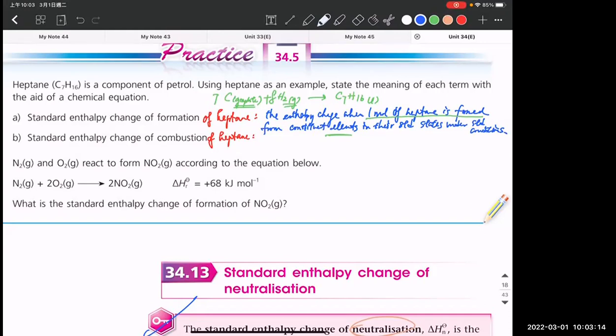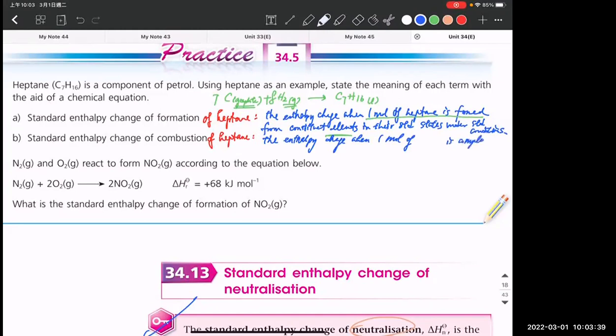Lam Seng-Han. Standard enthalpy change of combustion of heptane. So what is the definition? Standard enthalpy change of combustion of a substance is the enthalpy change when 1 mole of the substance is completely burned in oxygen under standard conditions. 1 mole of substance is completely burned. It's 1 mole of heptane.